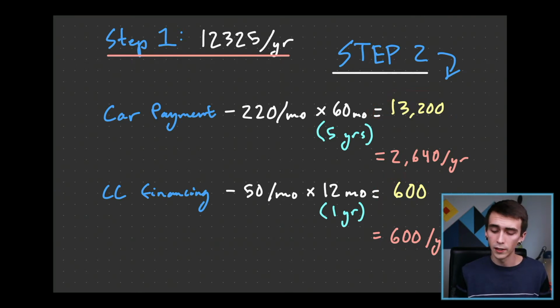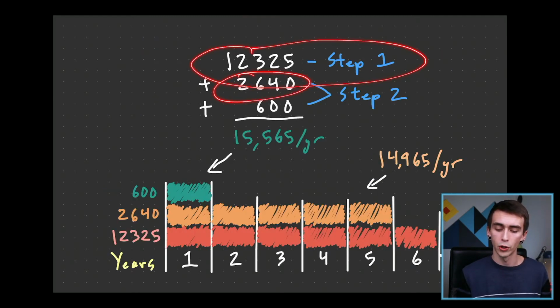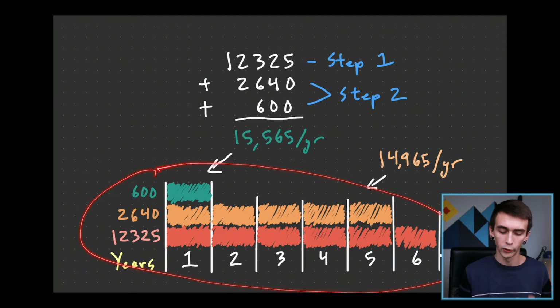So from here, we take the yellow number here and we divide it by the blue number right there. So $13,200 divided by 5 comes out to about $2,640 a year. And then the 600 divided by 1 is, of course, 600. So now we have to add both of these numbers to the yearly total from step 1. So now that we have the total from step 1 and we have the 2 totals from step 2, we can add those all together to figure out how much we owe per year so far. So that would be $15,565 per year.